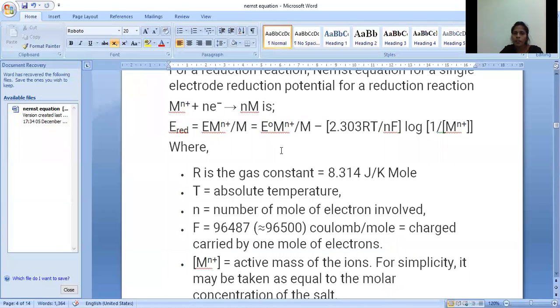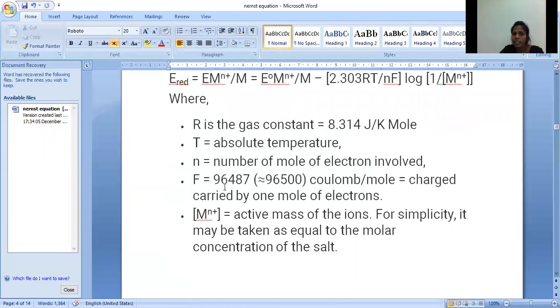Where R is the universal gas constant. The value of R is 8.314 joules per Kelvin per mole. T is the absolute temperature in Kelvin. n is the number of electrons. F is the Faraday constant. The Faraday constant value is 96,487 coulombs, so approximately we can write 96,500 coulombs per mole. It means the charge carried by 1 mole of electrons.